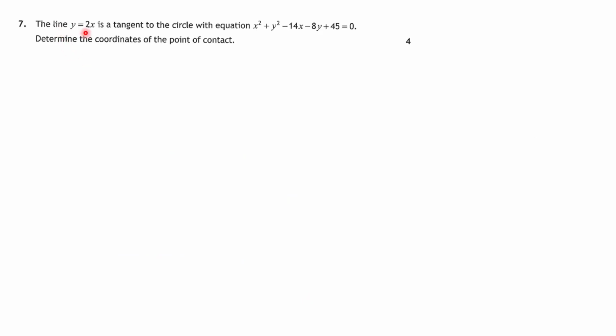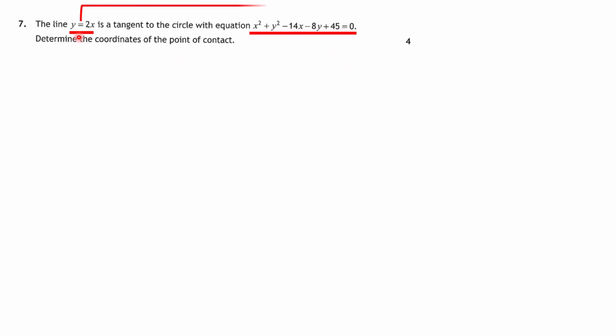The line y equals 2x is a tangent to the circle with this equation. Determine the coordinates of the point of contact. Now, if it's a tangent, it can only touch a circle at one point. So we know that when we solve this line and this circle simultaneously, we're going to get one solution. So let's look at this, a straight line and a circle.